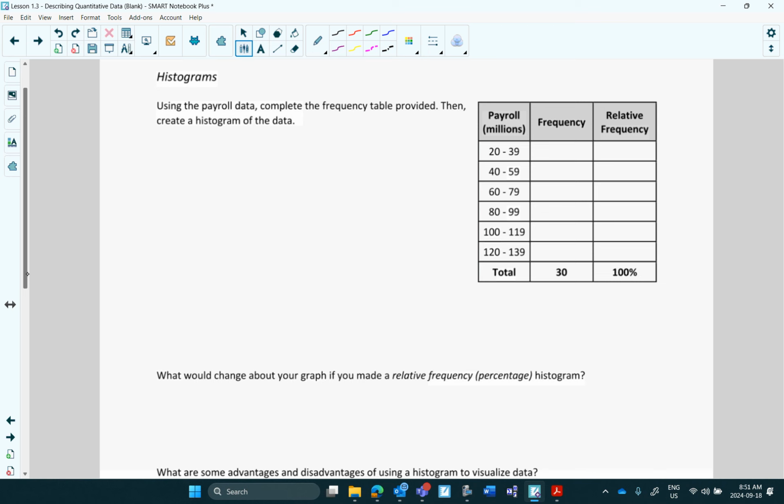So there's two ways that we could count the payrolls, either by frequency, how often they occur, or relative frequency, which is percentage. All right, here's how we do it. First of all, I'm going to do the counts. So how many were from 20 to 39? There were 2.